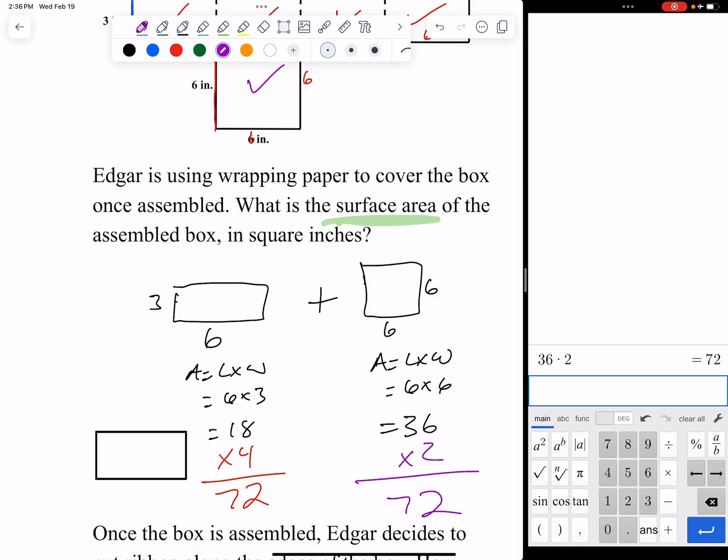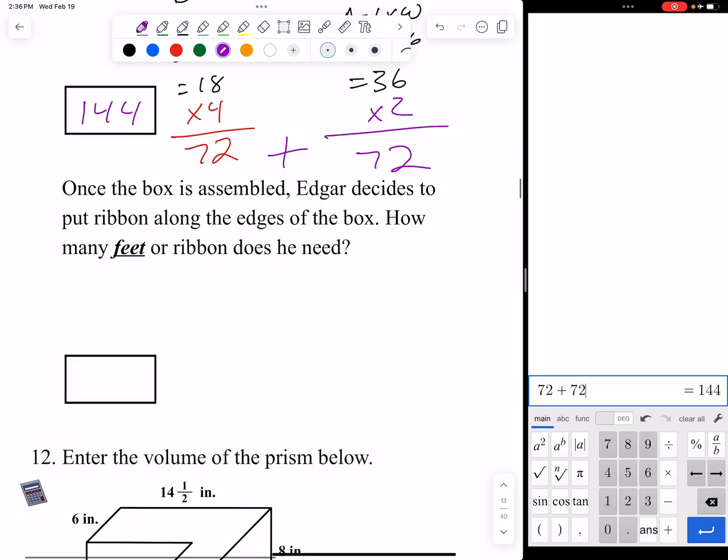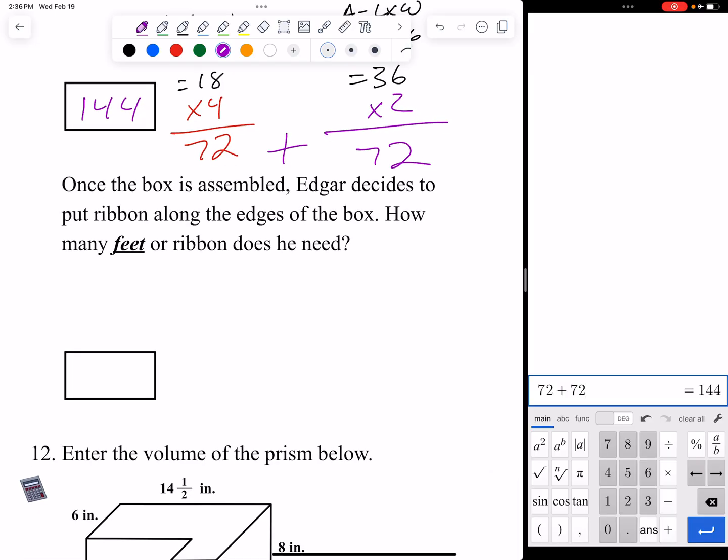So then what do we do with those numbers now, guys? What do you think? In this case, hopefully you realize, we just add them, okay? So 72 plus 72, and I get 144 square inches. So let's see the second part. Once the box is assembled, Edgar decides to put ribbon along the edges of the box. How many feet of ribbon does he need?